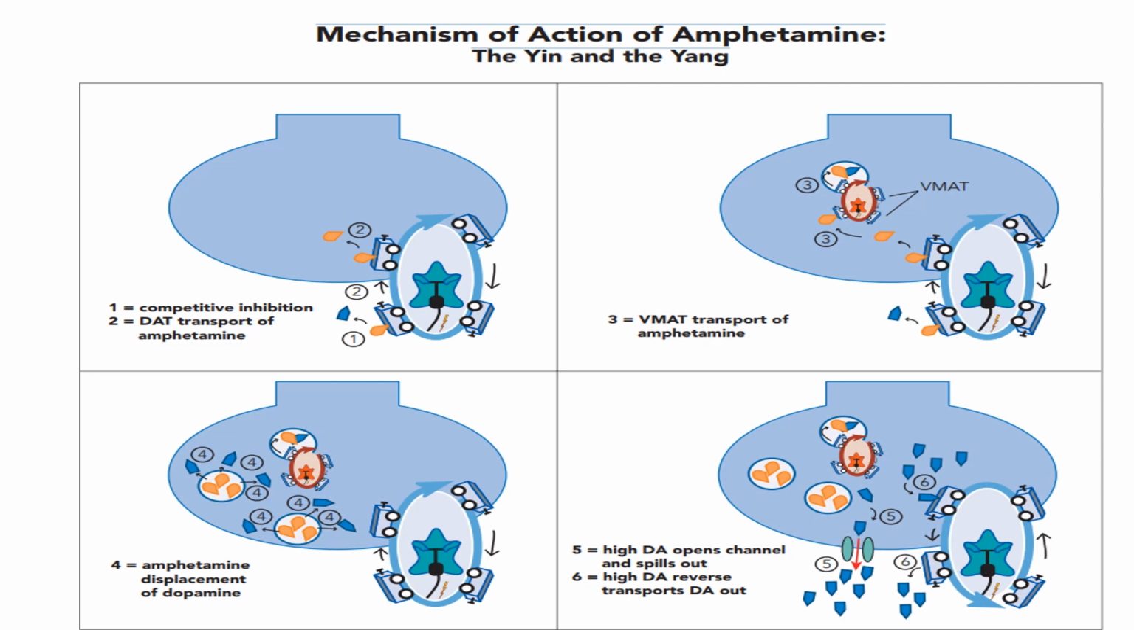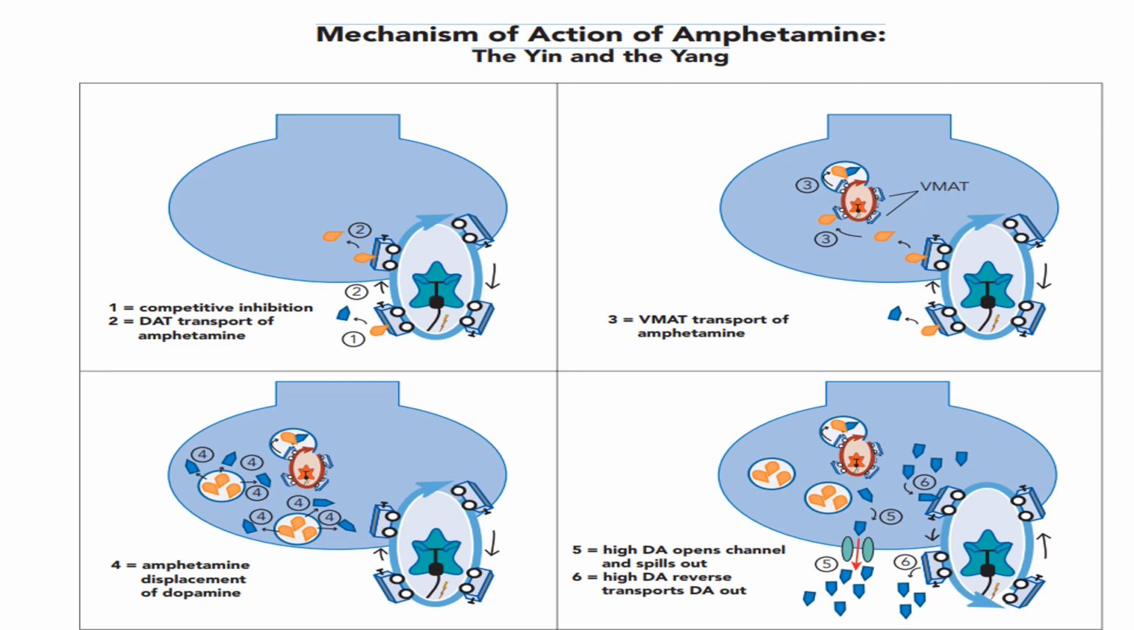So they basically reuptake the dopamine, and the thing in the saffron is the competitive antagonism, and the one with the arrow in the blue is the dopamine. So competitively they inhibit the reuptake. So rather than the transportation of dopamine back into the circulation, amphetamine is getting taken up instead. I will repeat it again.